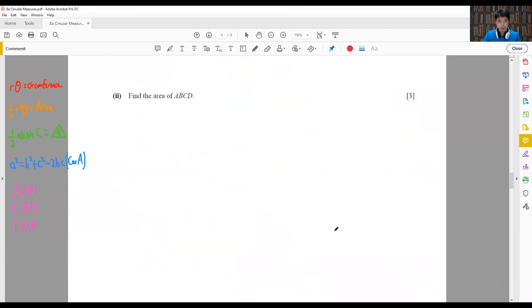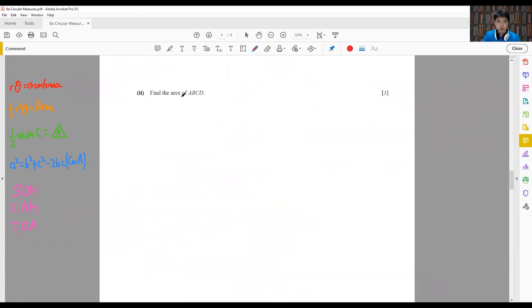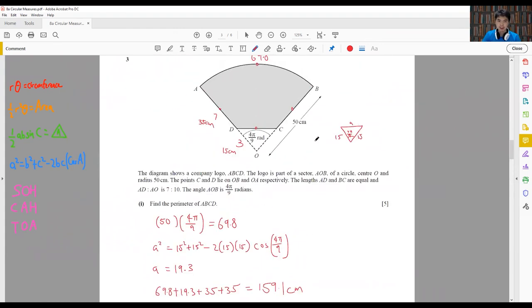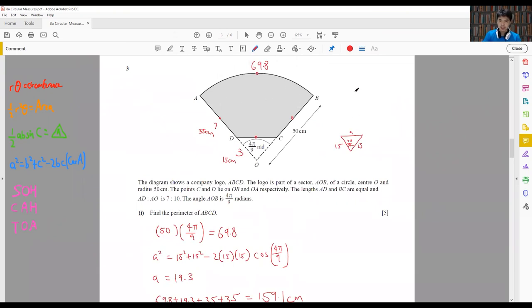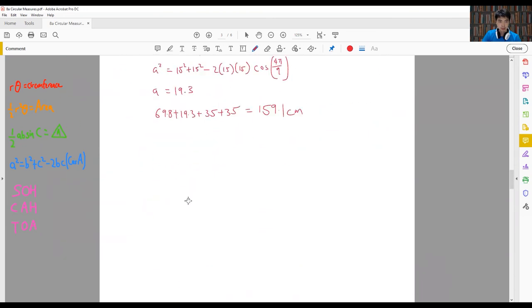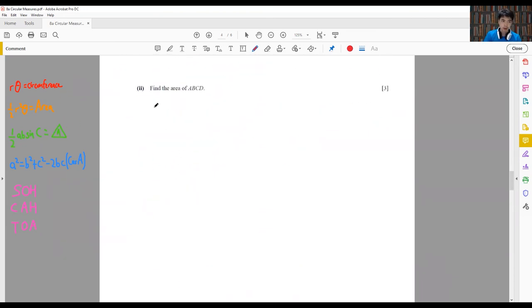Okay. In your next part, find the area of ABCD. So what we have here right now is, again, a full sector of the circle, and in order to find the area of the shaded region, we need to minus it off with the area of the triangle here. Once again, we're using both these formulas here. Now, this should be pretty easy. First, we find the area of the sector, half r squared theta, where r was 50 and theta was 4 pi over 9.